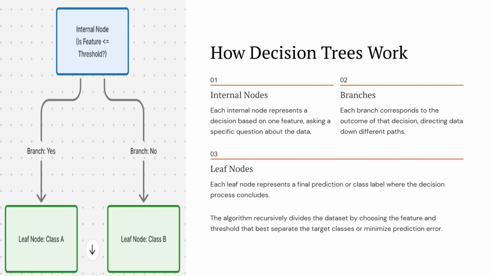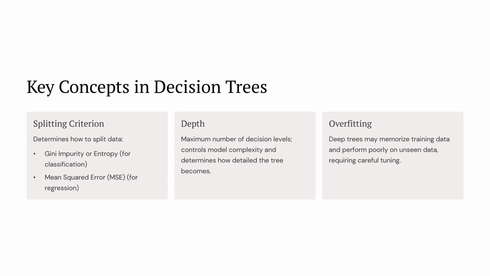Here is how a decision tree works. Each internal node asks a question based on one feature. Branches represent the possible answers, yes or no, leading the data in different directions. Finally, leaf nodes give the result or class prediction, completing the decision process.